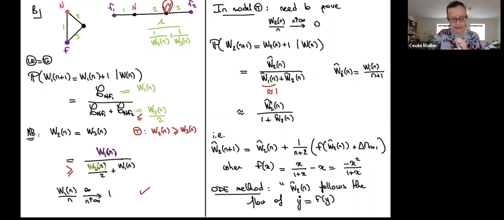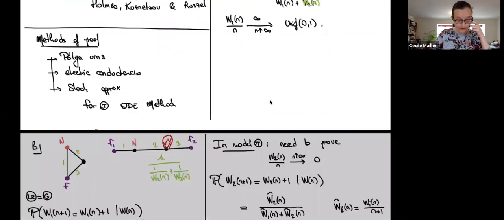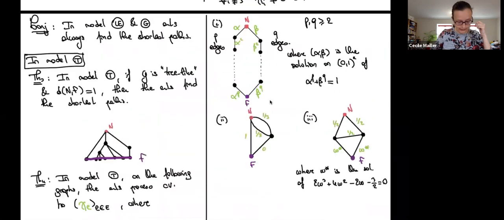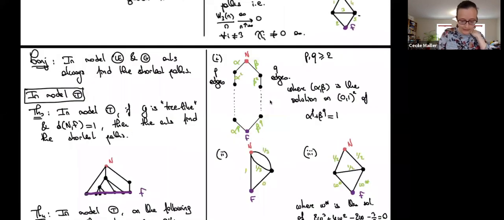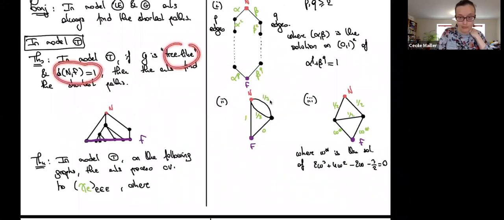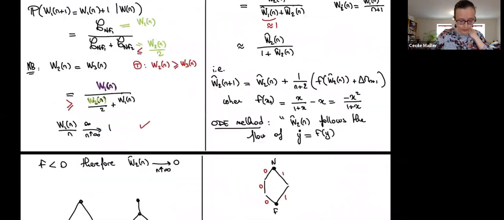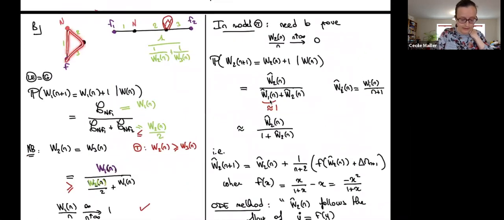Yeah, so in this graph, it's because this graph is one of these. So if you remember, I said in the theorems, where is my theorem? Here I said if the graph is tree-like and the distance between n and f is 1, and this is exactly the case in that example. So the graph is tree-like, and so I find the shortest path. But in more complicated graphs, I might not. But in this graph, yes, it's normal.